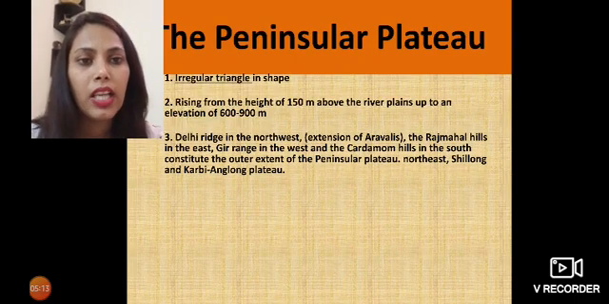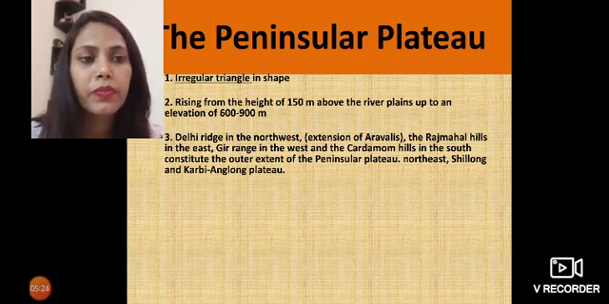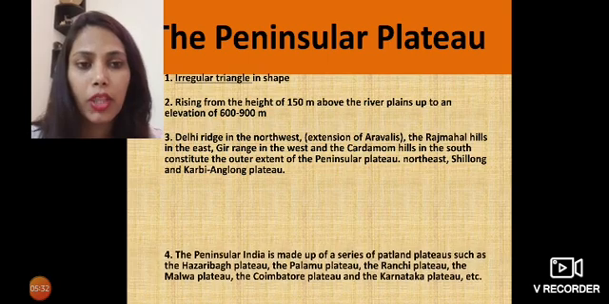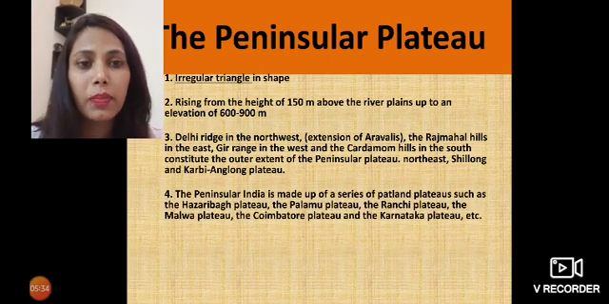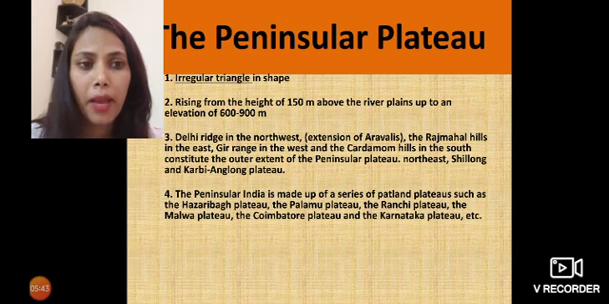This is average height. Delhi Ridge in the northwest. Delhi Ridge is an extension or a part of Aravalli. Rajmahal Hills, Gir Range, Cardamom Hills in the south, Shillong, Karbi Anglong Plateau. These are all hills of Peninsular Plateau, the hills which comprise Peninsular Plateau. Then Peninsular Plateau is made up of a series of patland. Patland means a high level land. So it's made up of a lot of patland plateaus like Hazaribagh Plateau, Palamau Plateau, Ranchi Plateau, Malwa Plateau, Coimbatore Plateau, Karnataka Plateau.